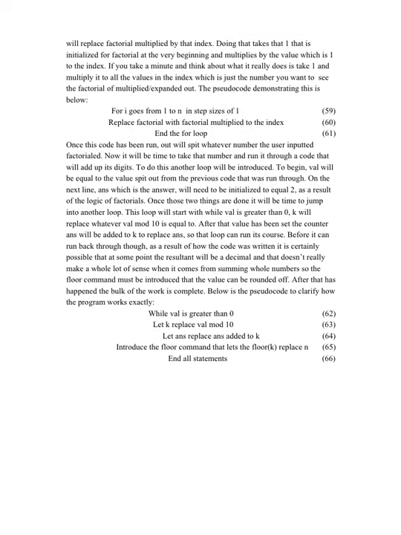The first thing we're going to want to do, though, is write code to compute a factorial. And that's what lines 59 through 61 here represent. It says for i goes from 1 to n, in step sizes of 1, replace factorial with factorial multiplied by the index, and then we'll end the for loop. Very, very simple code there.